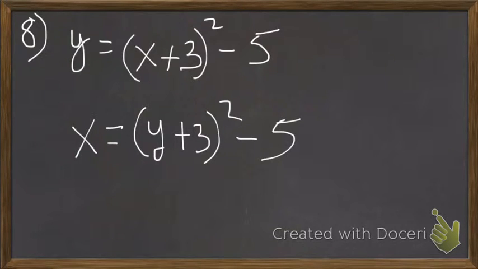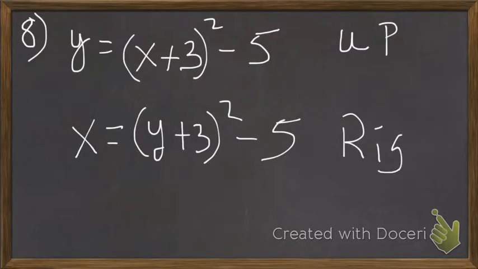All right. So, what's the difference between these two equations? Yes, Claire. Aren't they the inverses of each other? No. This one opens up, and this one opens to the right. They're parabolas. Their vertices are at -3, 5. Y equals opens up. X equals opens sideways. Opens sideways. Always.